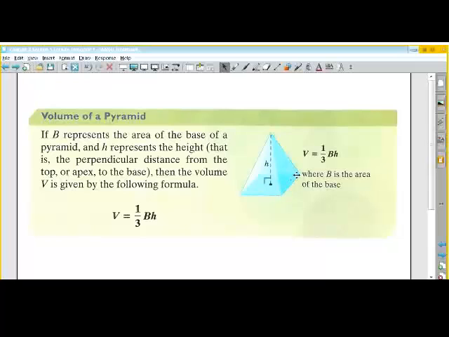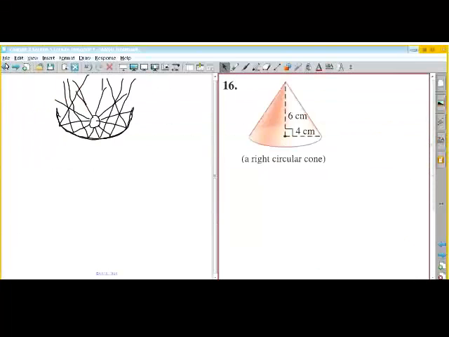If it's a rectangular pyramid where this side is different than this side length, then it's still the area of the base times the height times 1/3. So it's basically the same, I think. Let's go back and look at it.